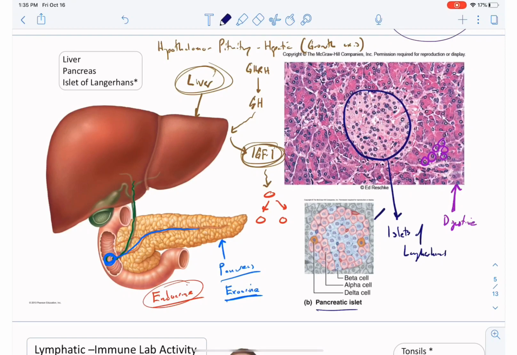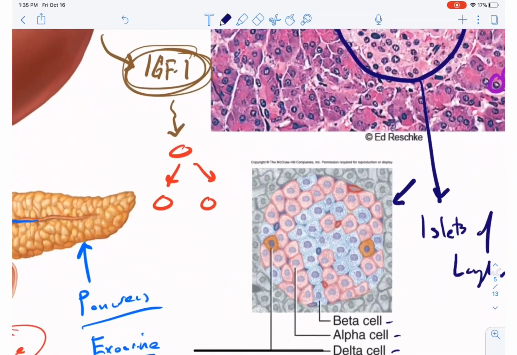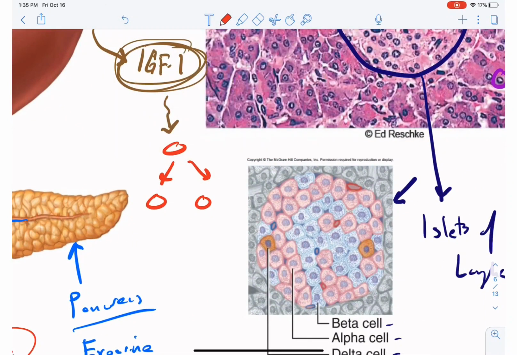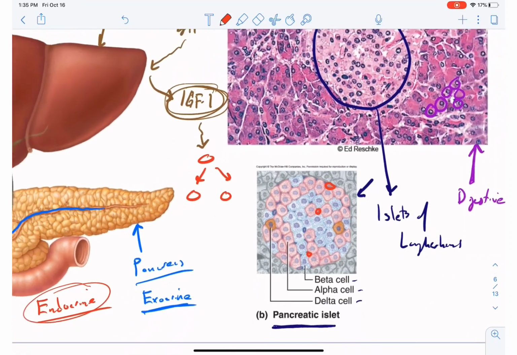So here's a drawing of one of these islets of Langerhans, also called a pancreatic islet. And there's 3 different types of endocrine cells there. We have beta cells, alpha cells, and delta cells. And what I want to point out is that scattered between these endocrine cells are capillaries. So these are the blood vessels, the capillaries that these endocrine cells are going to release their products into.